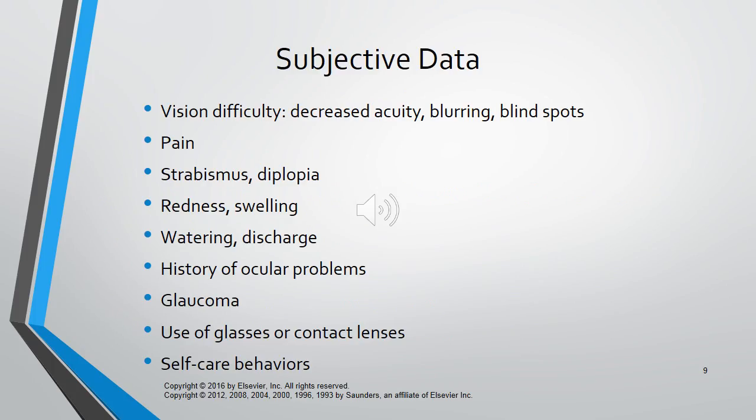A few more examples of subjective data to obtain during your health history: any generalized difficulties with vision, pain in the eyes, strabismus, diplopia, redness, swelling, watering, discharge, history of ocular problems, glaucoma, use of glasses or contact lenses, and self care behaviors. The next several slides go into more detail on these different subjective questions. As with any other body system, any positive response to any of these questions would require asking those PQRST questions.